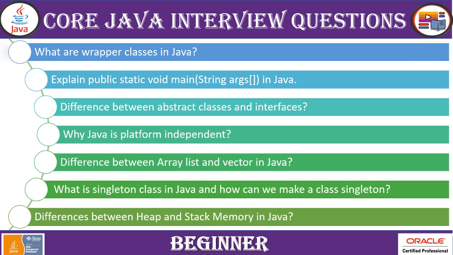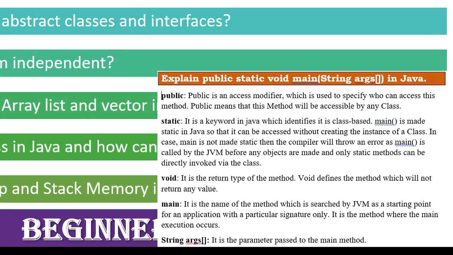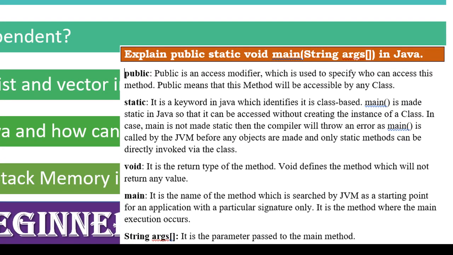Explain public static void main String arguments in Java. Public is an access modifier which is used to specify who can access this method. Static is a keyword in Java which identifies it is class-based. Void is the return type for the method that defines that this method will not return any value.